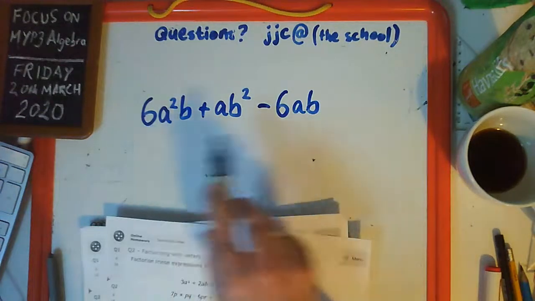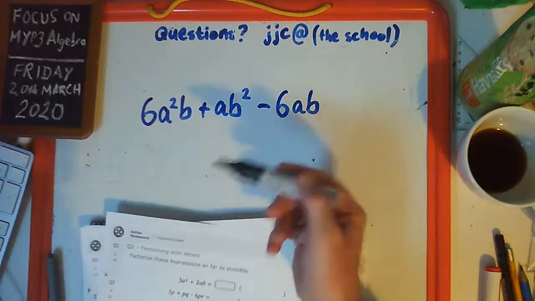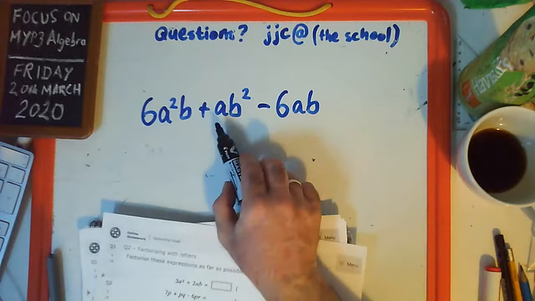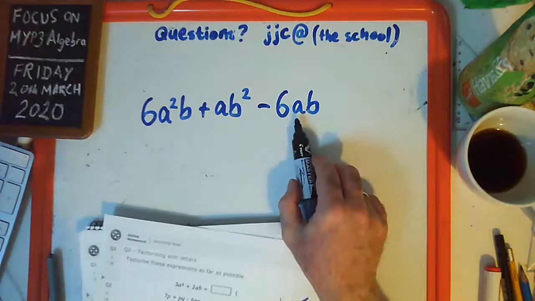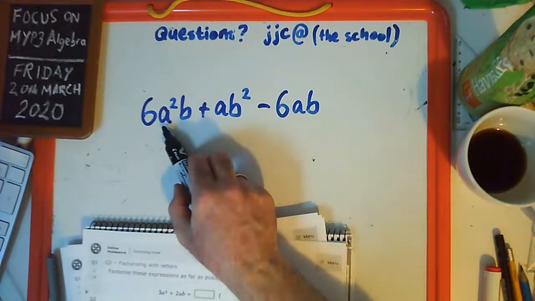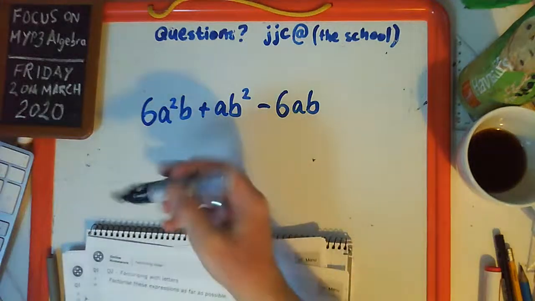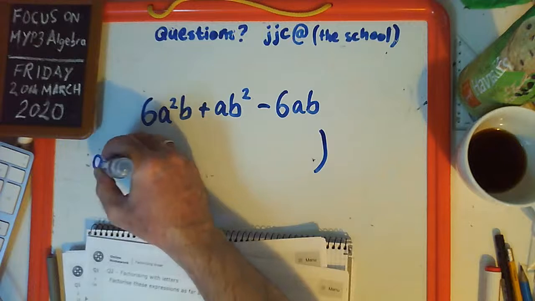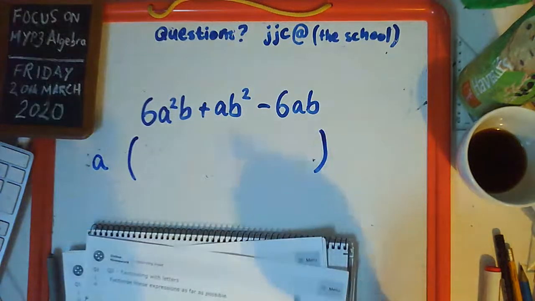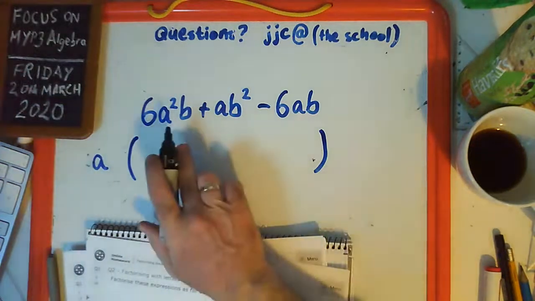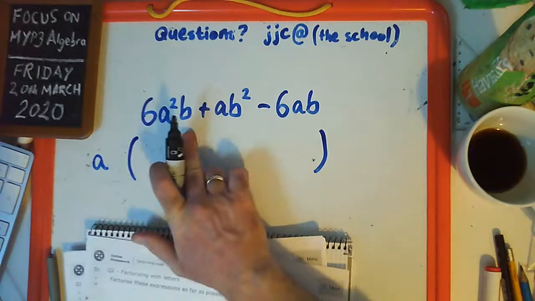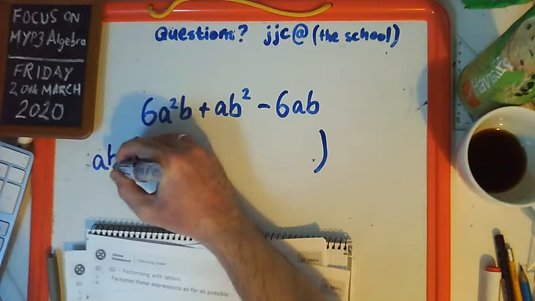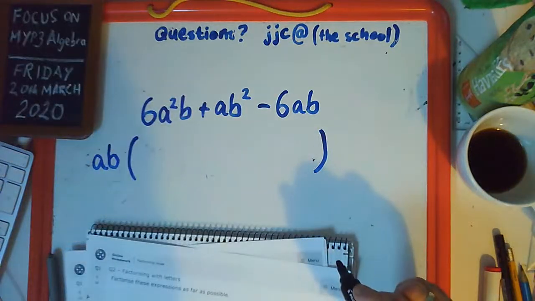So 2 of these terms have got a 6 in, but the other one hasn't, so we can't divide by 6. They've all got at least an A in them. Some of them have got an A, some of them have got an A squared, but they've all got at least one A in them. So we can take an A outside the brackets. Furthermore, they've all got at least one B in them. So this one's got a B, this one's got a B squared, this one's got a B. So we can take a B outside the brackets as well.